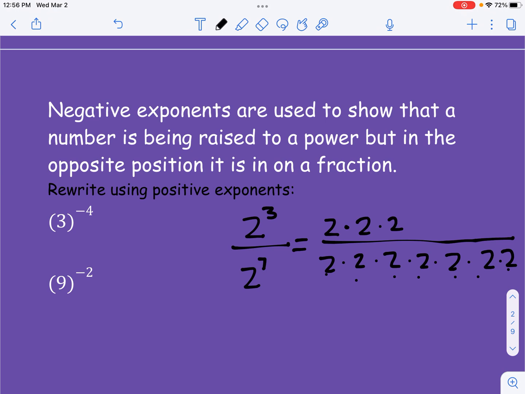Well, I know that if I have the same thing in the numerator and the denominator, the word that we use regularly is cancel out. We say they cancel out, and that's kind of misleading. Probably a better phrase is to say they equal 1, right? Because anything divided by itself, not just 2, but anything divided by itself equals 1.